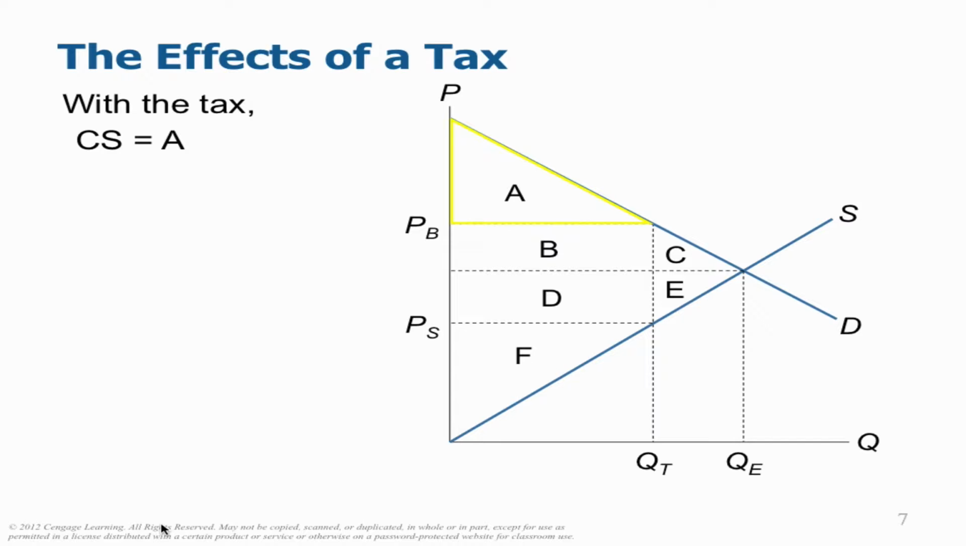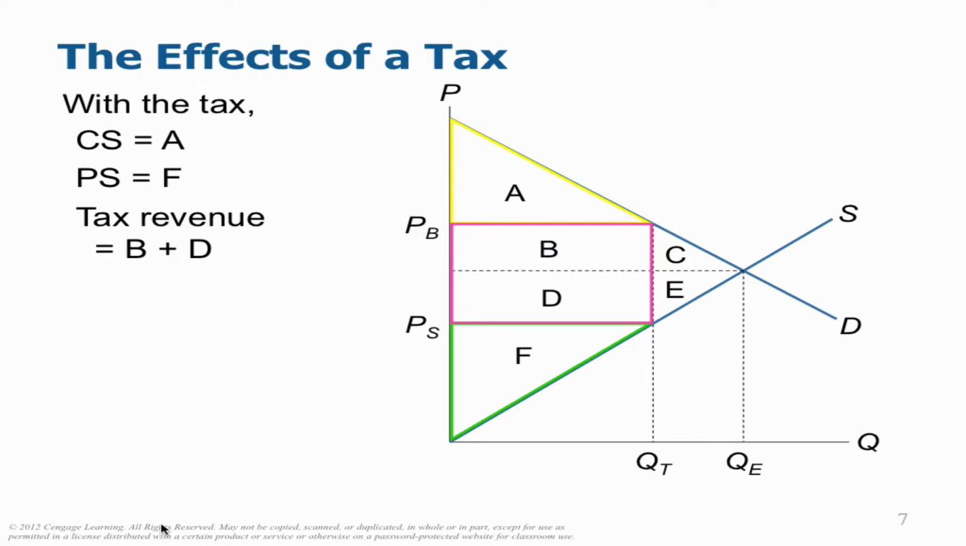Producer surplus is F. Okay. Tax revenue is? Finally, you get to say that. Now, what is total surplus? A, B, D, F. We lose everything to the right of the tax. So the tax reduces surplus by C plus E.